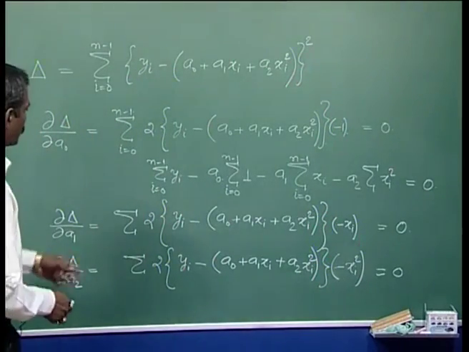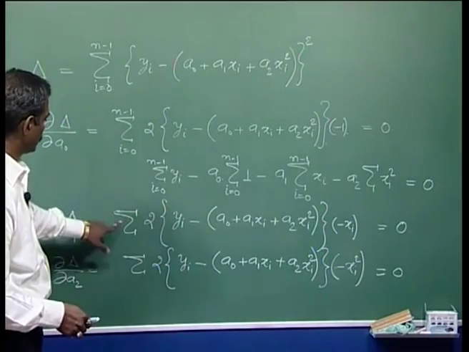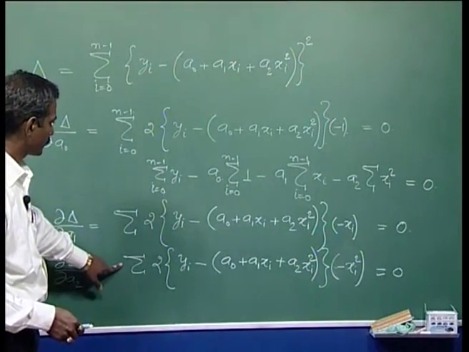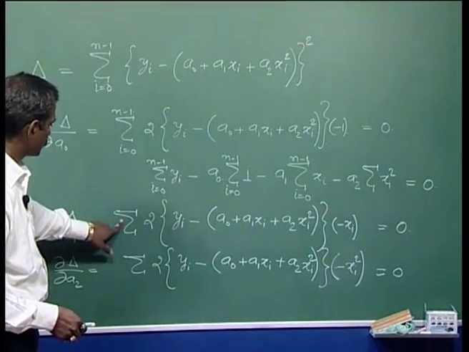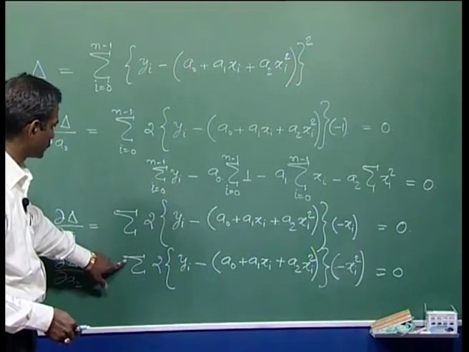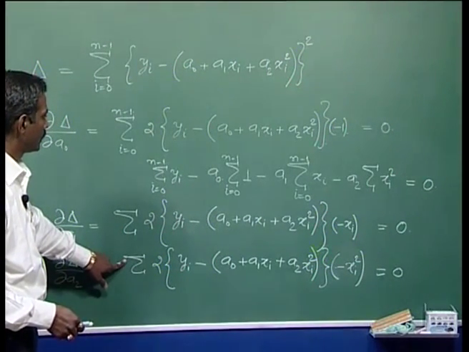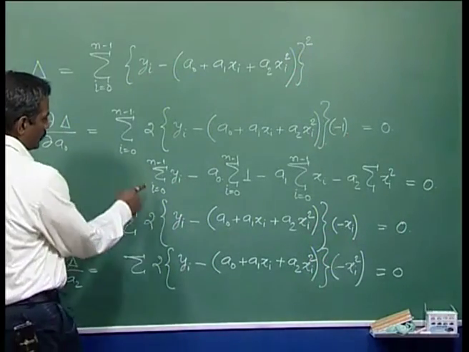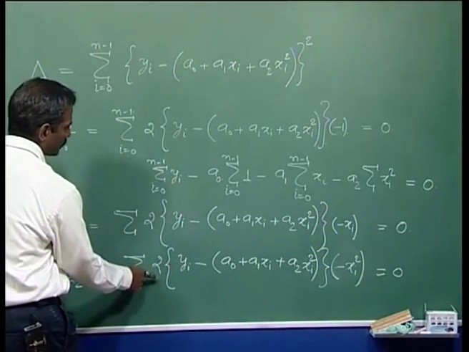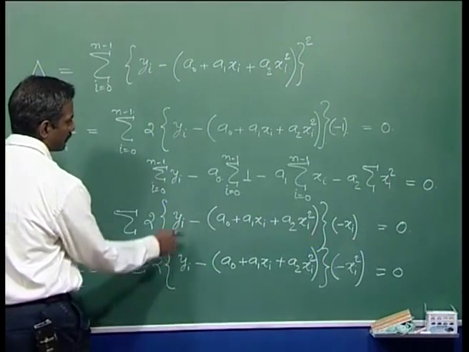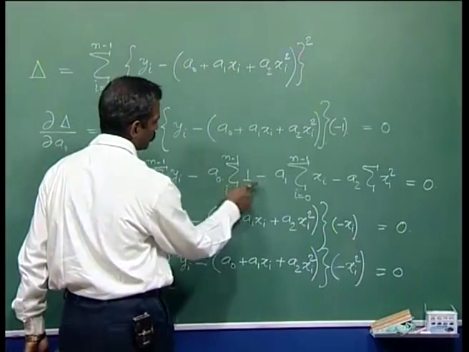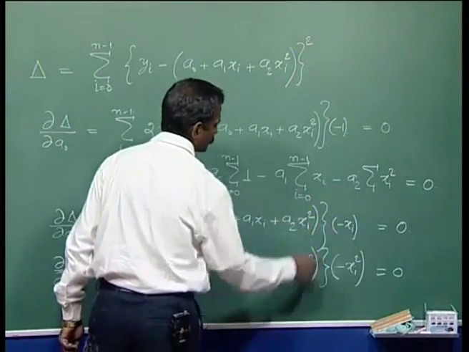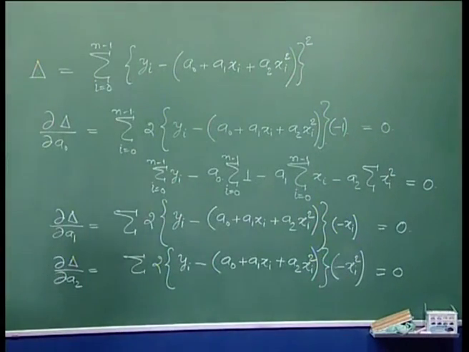So we have 3 equations, 1, 2, and 3. And if you work out the second and the third equation, try to simplify them, you would notice that you'll have these 3 relations which are linear in the unknowns A0, A1, and A2. So it's a 3 by 3 system we're talking about, which is very easy to solve.